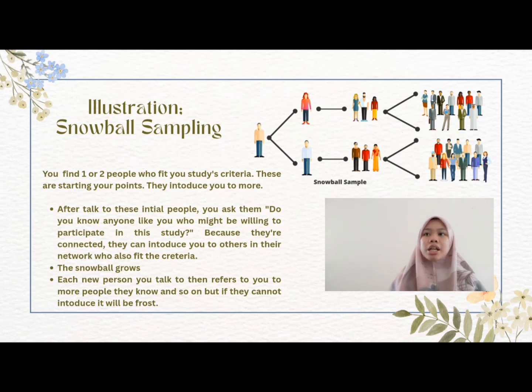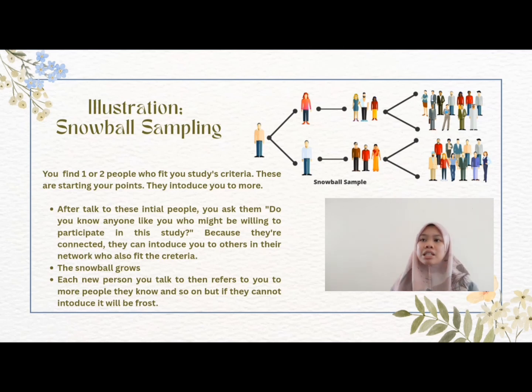Second step is to conduct an interview. You interview or collect data from this initial participant. Step 3, you ask for referrals. You ask these participants to recommend other individuals they know who also fit the research criteria. Step 4, repeat the process. You then contact the individuals referred by the initial participant, explain the study, and if they agree to participate, you interview them and ask for referrals.